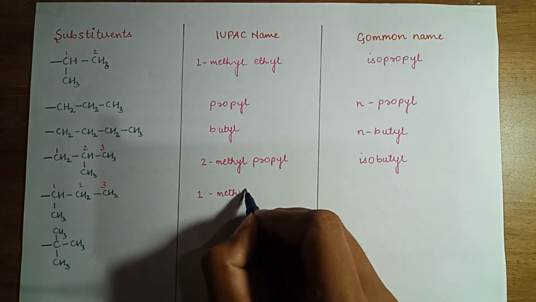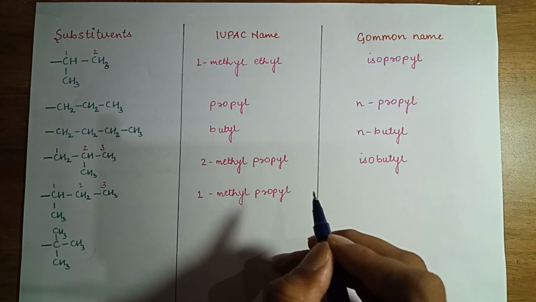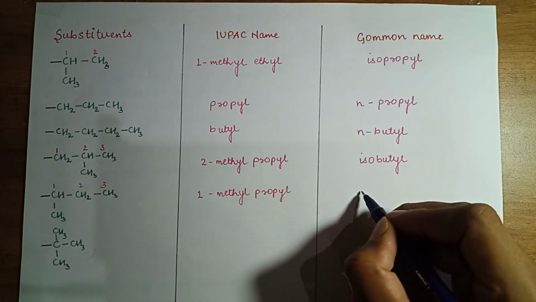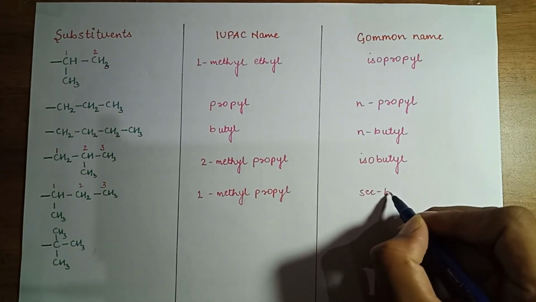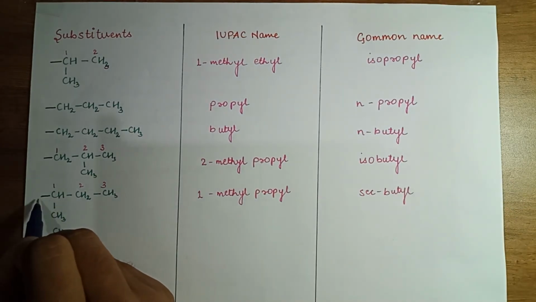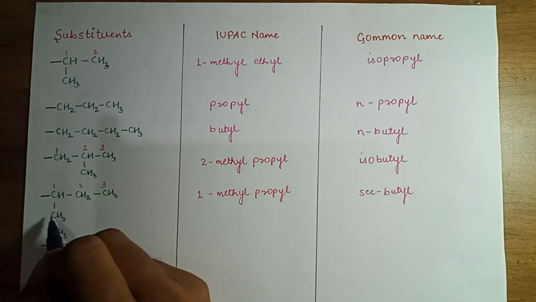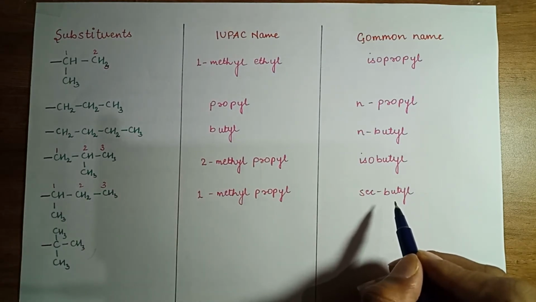Again here one longest chain 1 2 3, so it is my 1 methyl, at one position it is methyl group, 3 carbon chain it is propyl, and the common name will be secondary butyl. Why secondary butyl? Because the carbon which is attached to the main chain, it is attached with 2 other carbon, so it is my secondary butyl.